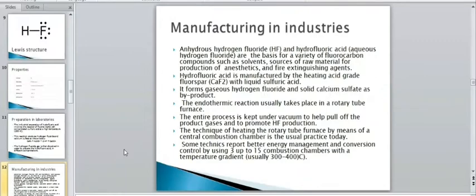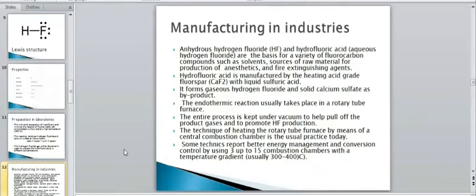Now, what does acid grade mean? Acid grade means the purest form, highly pure. It is about 99% calcium fluoride. Fluorspar means the mineral form of calcium fluoride. It forms gaseous hydrogen fluoride, and calcium sulfate as a solid byproduct.